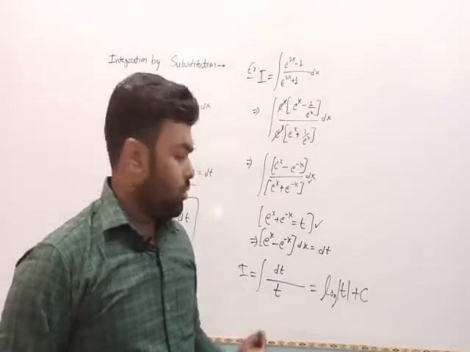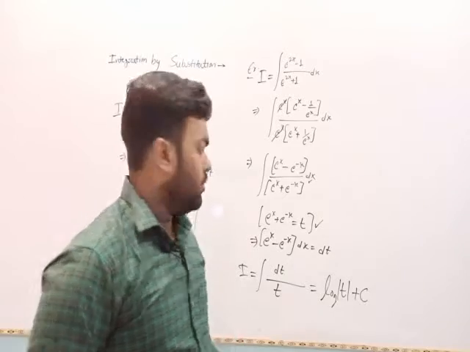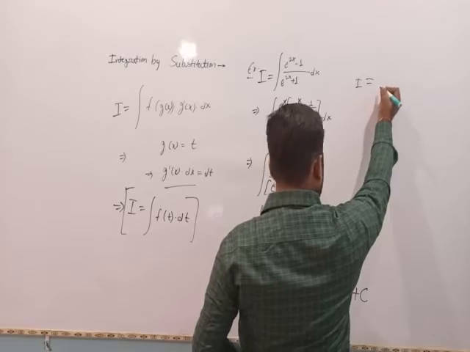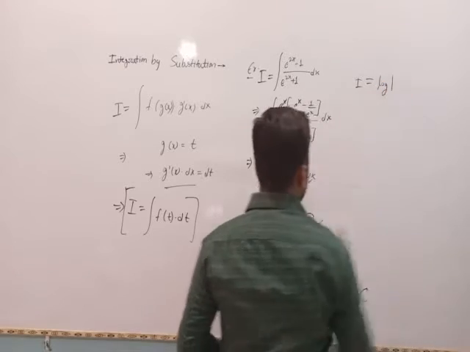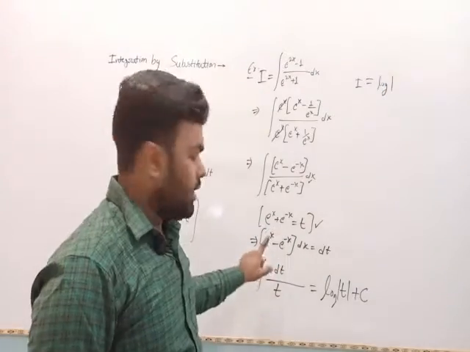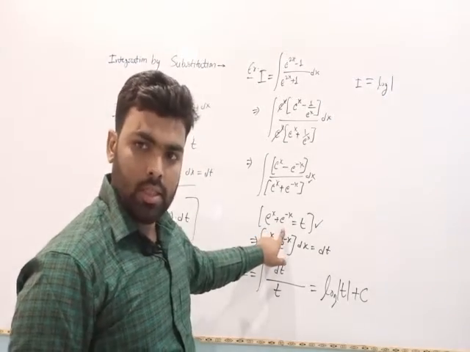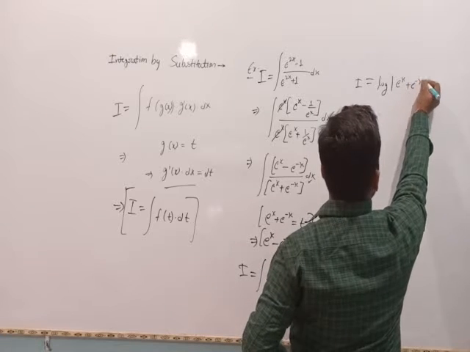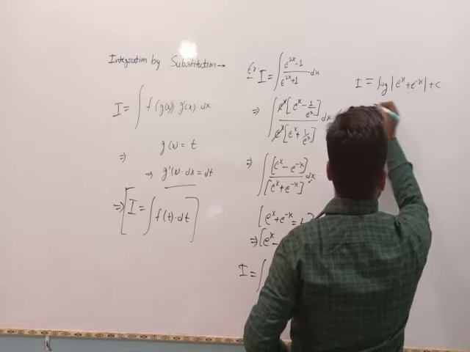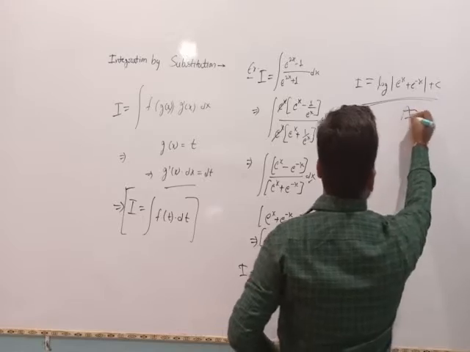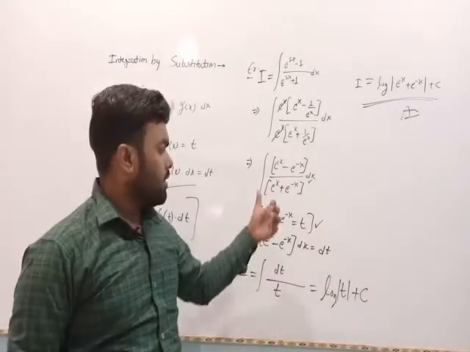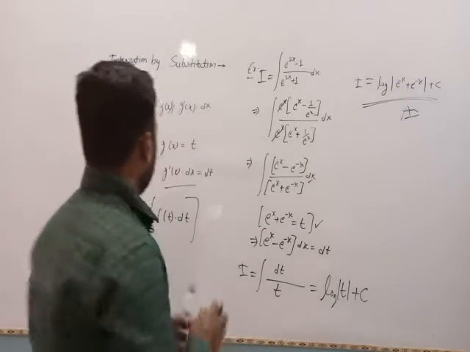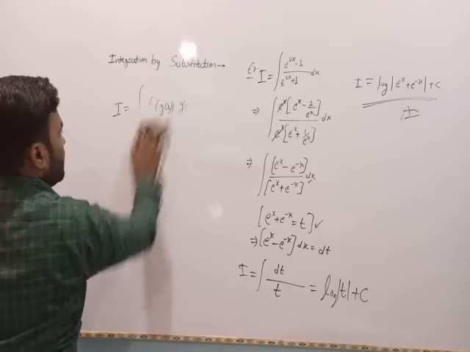Now we will substitute the value of t here. So I is equal to log of mod of, what is the value of t? The value of t is e to the power x plus e to the power minus x. We will substitute it here. This will become log mod of e to the power x plus e to the power minus x, plus c. Now this will be your answer. So I think integration by substitution is clear. Let me take some other example also, so that you can have a better understanding.